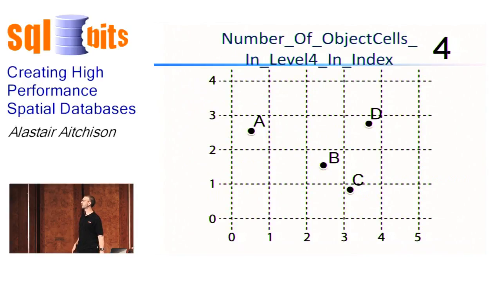So the first one, number of object cells in level 4 in index 4. Well, that's not particularly surprising. Our table contains 4 points. Each one of them lies in its own level 4 cell. So we've got 4 level 4 cells in the index. There they are.